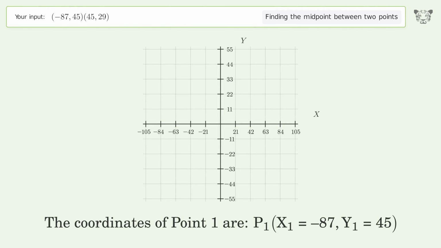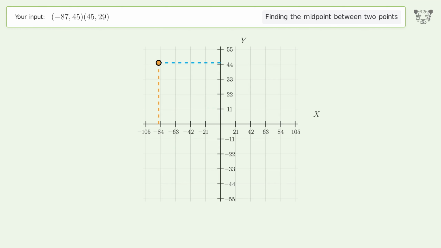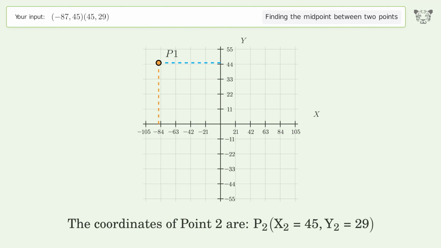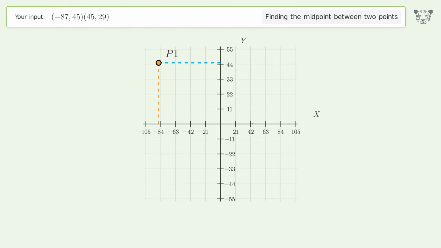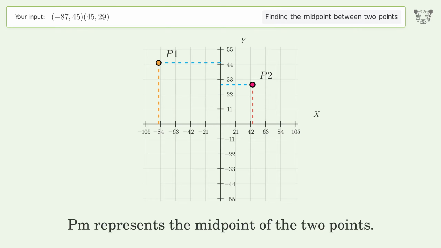The coordinates of point 1 are, x1 equals negative 87, y1 equals 45. The coordinates of point 2 are, x2 equals 45, y2 equals 29. PM represents the midpoint of the 2 points.